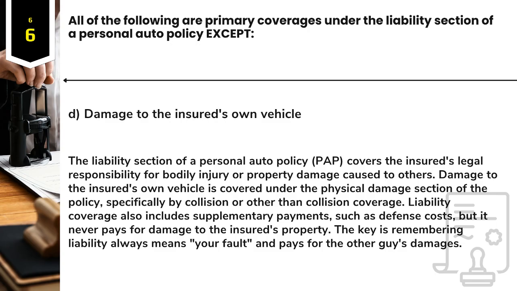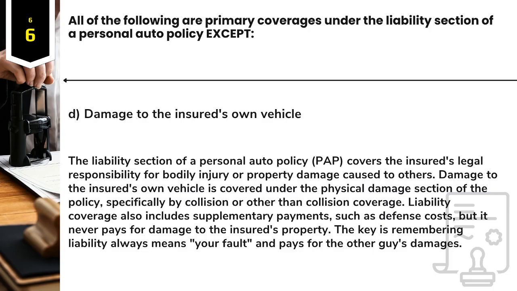Answer: D. Damage to the insured's own vehicle. The liability section of a personal auto policy, PAP, covers the insured's legal responsibility for bodily injury or property damage caused to others. Damage to the insured's own vehicle is covered under the physical damage section of the policy, specifically by collision or other than collision coverage.